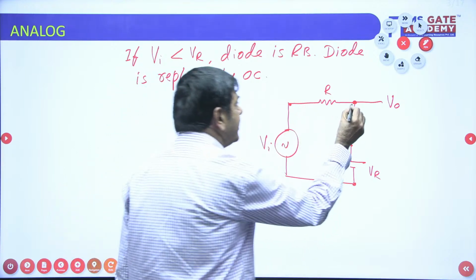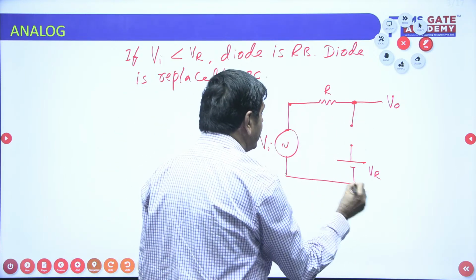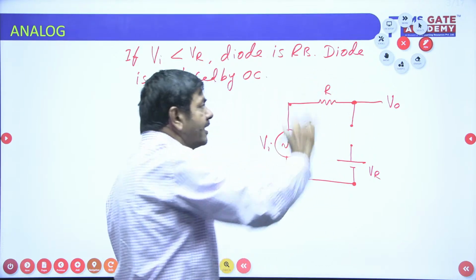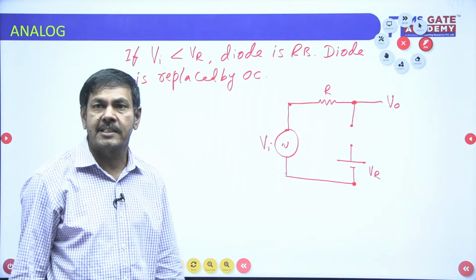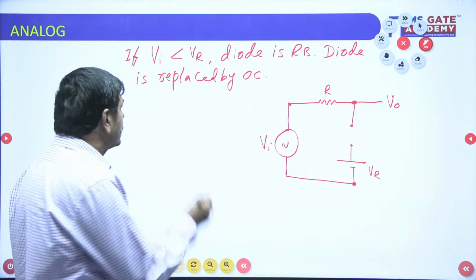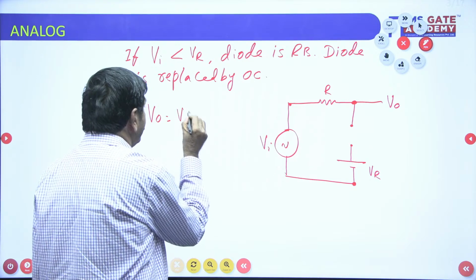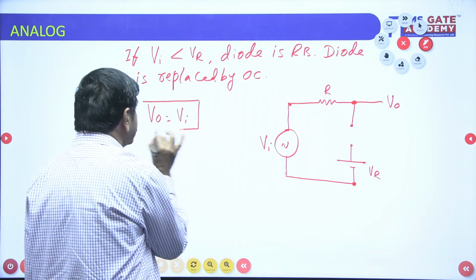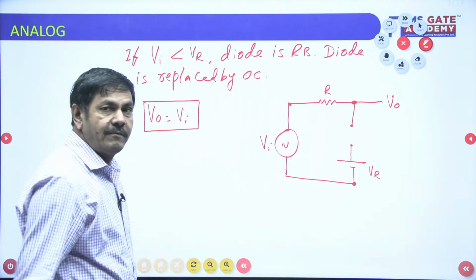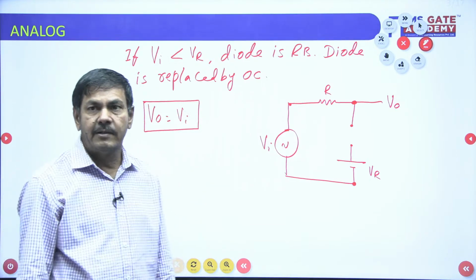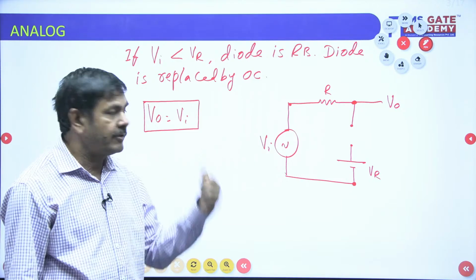So between these two terminals, the voltage is equal to Vi only. V0 equals Vi. It doesn't flow any current across the resistor, so the drop across the resistor is equal to zero. So I can write V0 equals Vi. When the diode is forward biased, we get V0 equal to Vr. When the diode is reverse biased, we get V0 equal to Vi.